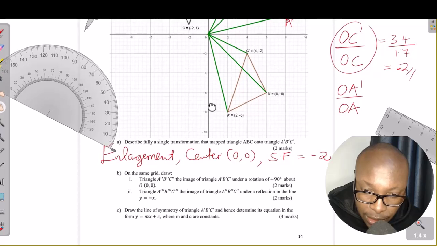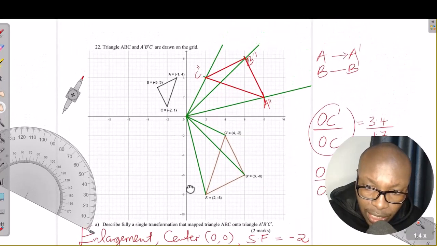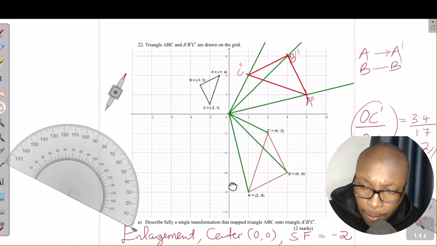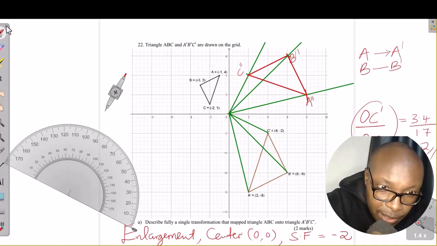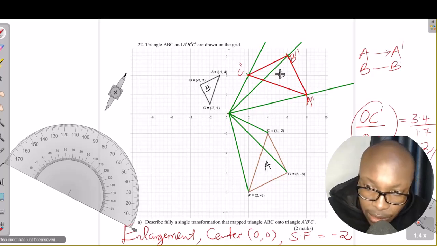The next part is triangle A triple prime, B triple prime, C triple prime. The image of triangle A double prime, B double prime, C double prime, and a reflection in the line y is equals to negative x. Now that triangle that we've drawn, I can name for the purposes of identification. So I can name this triangle A, this being triangle B, and this triangle C. So triangle C, that is triangle A double prime, B double prime, C double prime. You need to get the image of that and a reflection in the line y is equals to negative x.